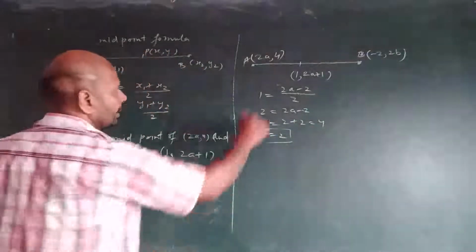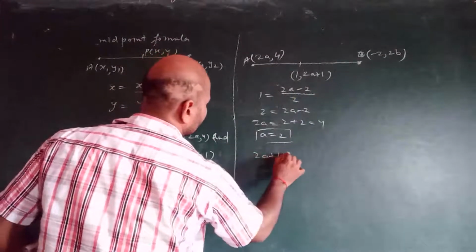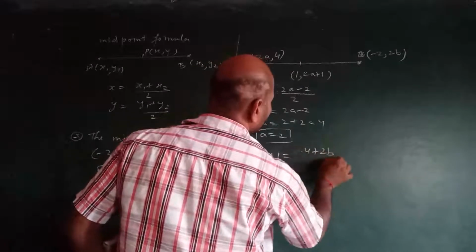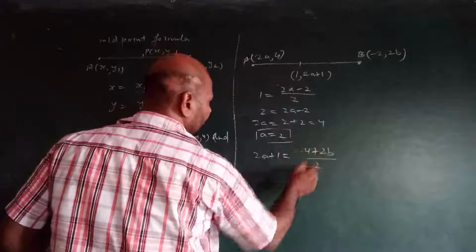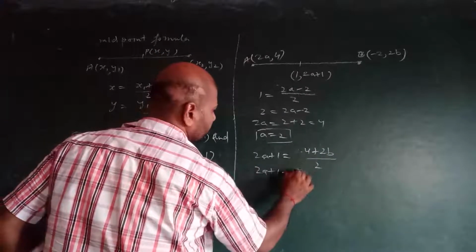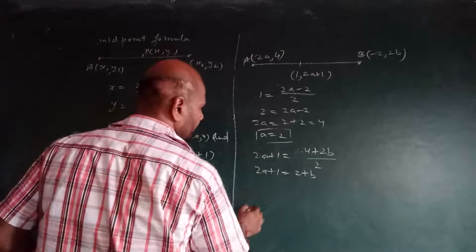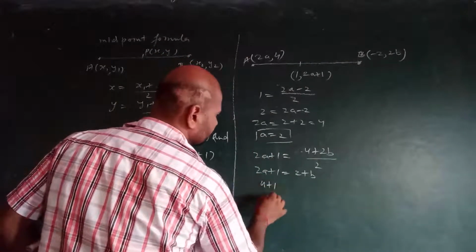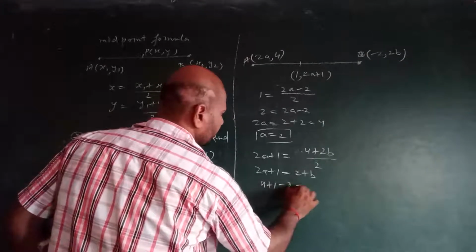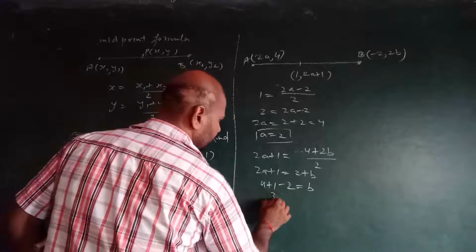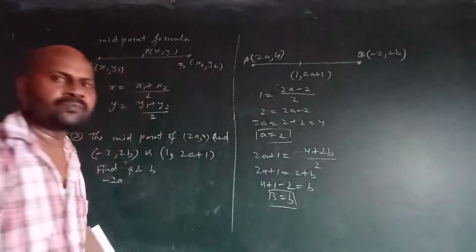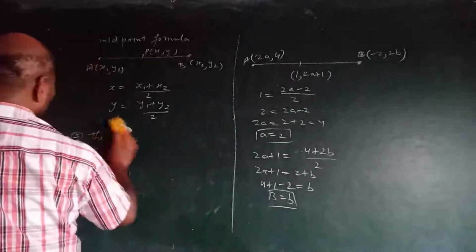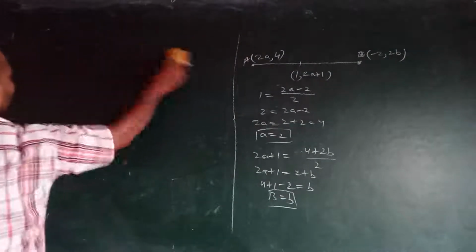One we have found. Another: 2a plus 1 equals 4 plus 2b upon 2. You multiply here, the 4 cancels, it will be 2a plus 1 equals 2 plus b. What is the value of a? a is 2, so that is 4 plus 1, minus 2 here, equals b, and 5 minus 2 is 3, so b equals 3. This is the question based on the midpoint formula.